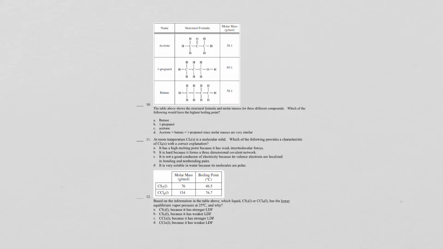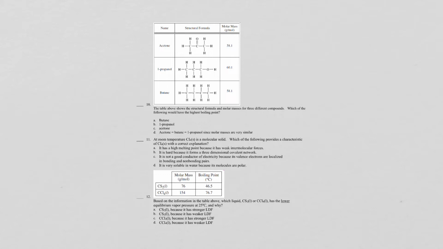For 12, we have two substances to compare. Molar masses are given and boiling points. Based on the information in the table, which liquid has the lower equilibrium vapor pressure at 25 degrees Celsius? So the lower vapor pressure would indicate it has stronger intermolecular forces. This is the one kids tend to get backwards. But the stronger the intermolecular forces, the more likely the liquid is to stay a liquid. So therefore it would have a lower vapor pressure.